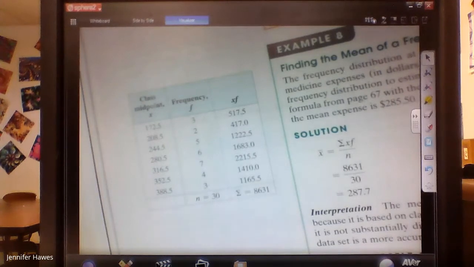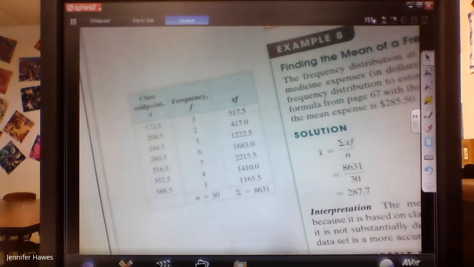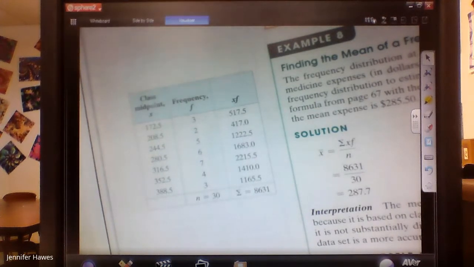Okay, so all they did was find the midpoint, take it times the frequency, and then add those up. There's your sum. And then when you divide that by the 30, that is the mean of that group of data. Otherwise, you'd have to add that one, that one, that one, up to like 30 different numbers. You don't want to go through all of that. Okay, so that's where we left off in the notes.